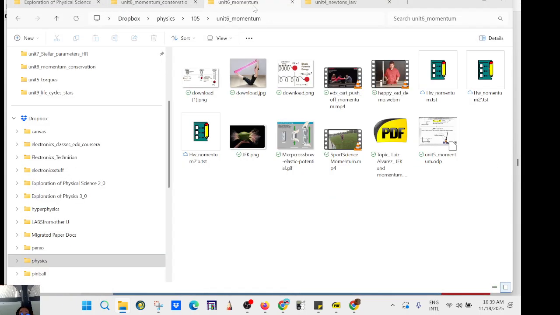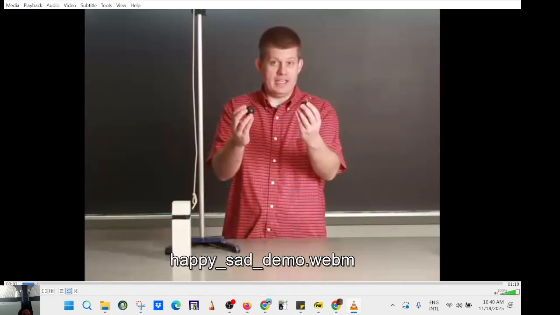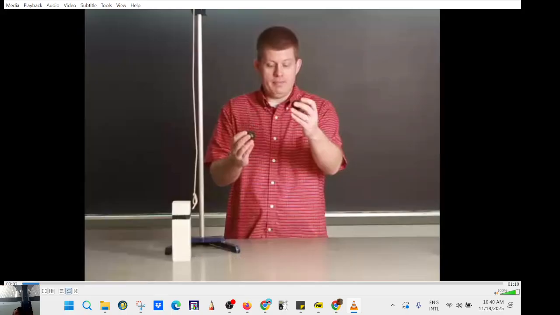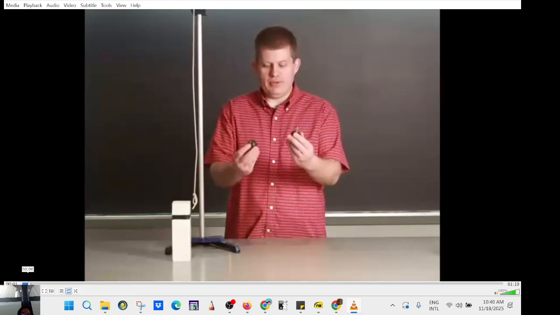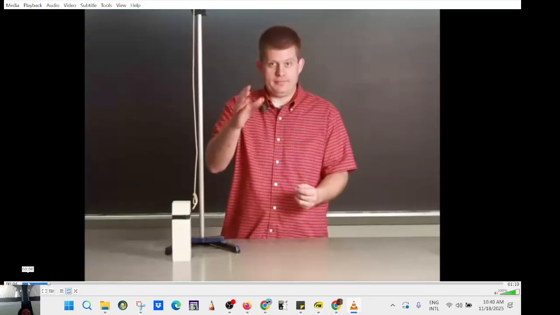Then another video that I forgot to show: the video of a happy and a sad bounce ball. One is bouncy, the other one is not. So you have a happy one and you have a sad one. Remember the conceptual question: if something bounces, it's going to provide more kick. Bouncing means more kick, more impulse.